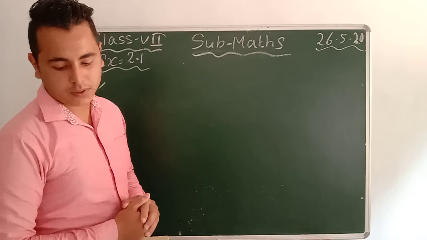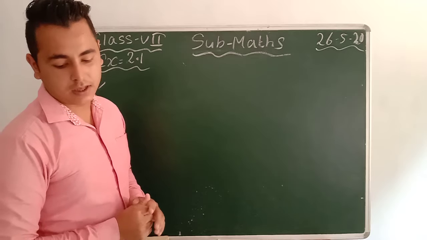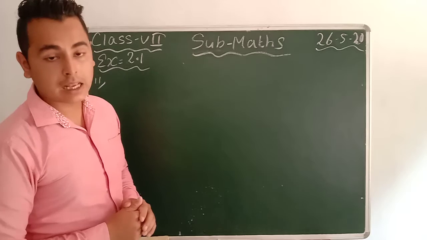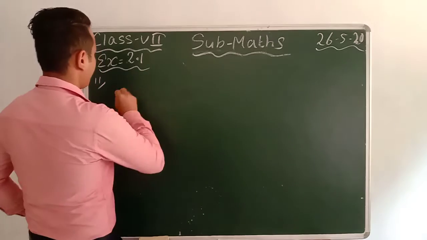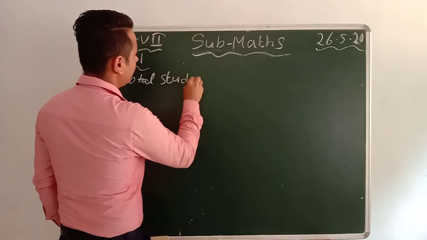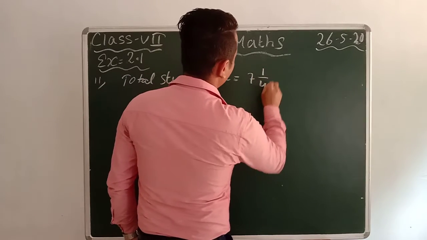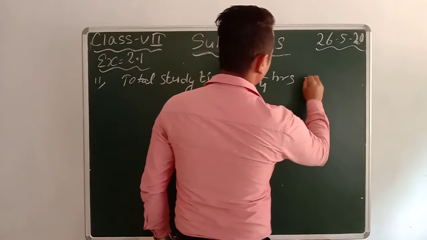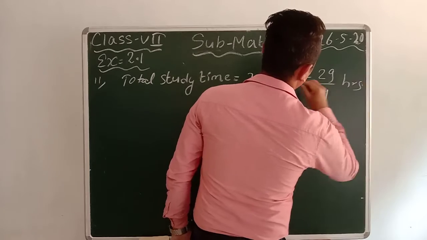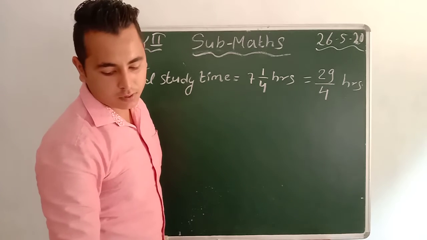Sumit, a class 12 student, is preparing for an engineering entrance examination. A student named Sumit of class 12 is preparing for an engineering entrance examination. He studies for 7 1 by 4 hours daily. Total study time is 7 1 by 4 hours, which is equal to 29 by 4 hours.